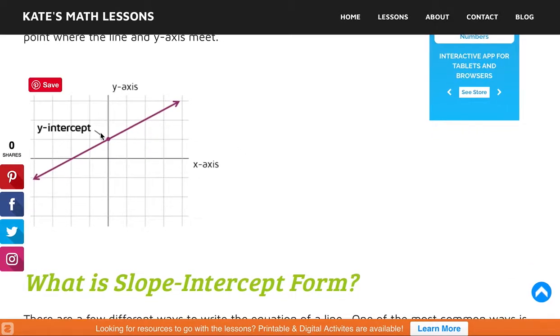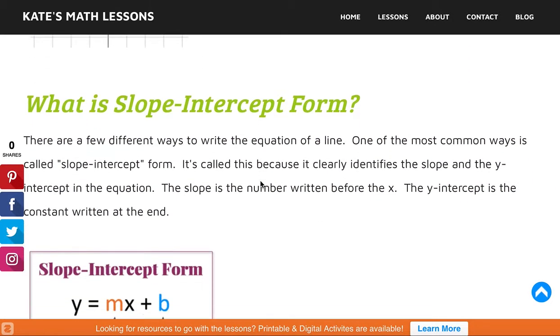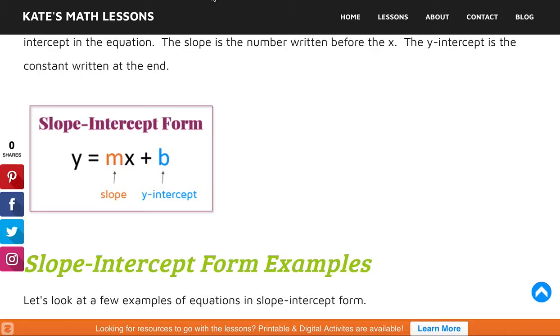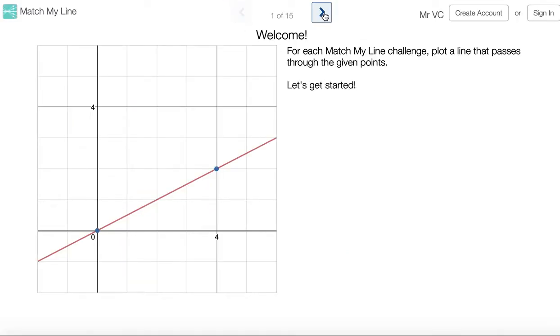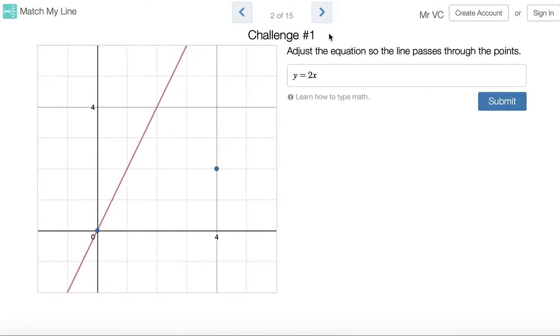This is very useful. It shows you the y-intercept form, which I'm going to comment on in a second. So the first page, you don't have to do anything but read it. The next one, adjust the equation so the line passes through the points. You have a point here at the origin and then a point over here at (4, 2). So the slope is not 2, the slope is something less than 2 because the higher the number, the closer it is to the y-axis.